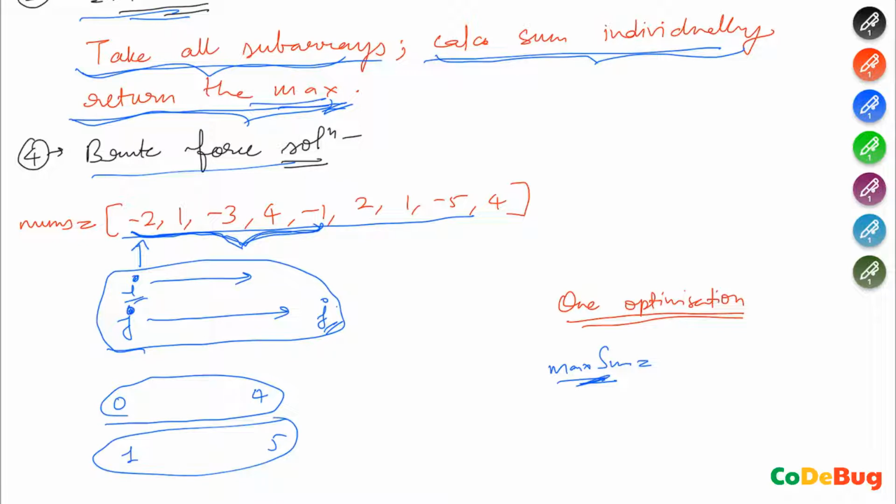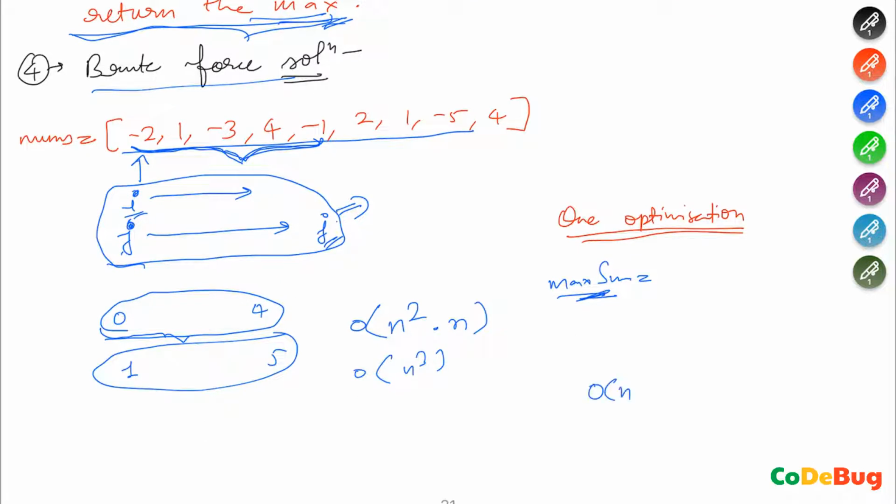But if we look at this and try to estimate a time complexity, for i and j, for two loops, we know that it will take n squared time complexity. But to calculate the sum between 0 and 4, this will again take n. So what will the time complexity be in this case? It will be n cubed. But can we do it better? Can we reduce this time complexity to O(n squared)?